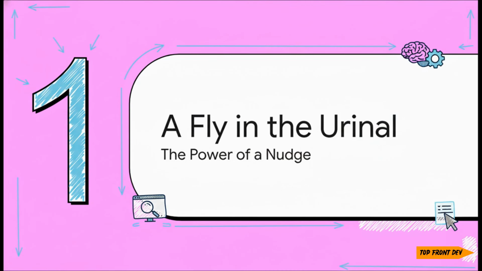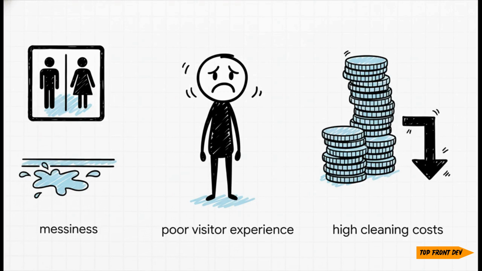Okay, so this story is the classic case study in behavioral design, and for a really good reason. It is the perfect example of how the tiniest, almost unnoticeable change can have a massive impact on what people do. So the problem at this airport was simple, and let's be honest, kind of gross. The men's restrooms were just consistently messy. This was leading to super high cleaning costs and obviously not a great experience for travelers. They had to find a solution.